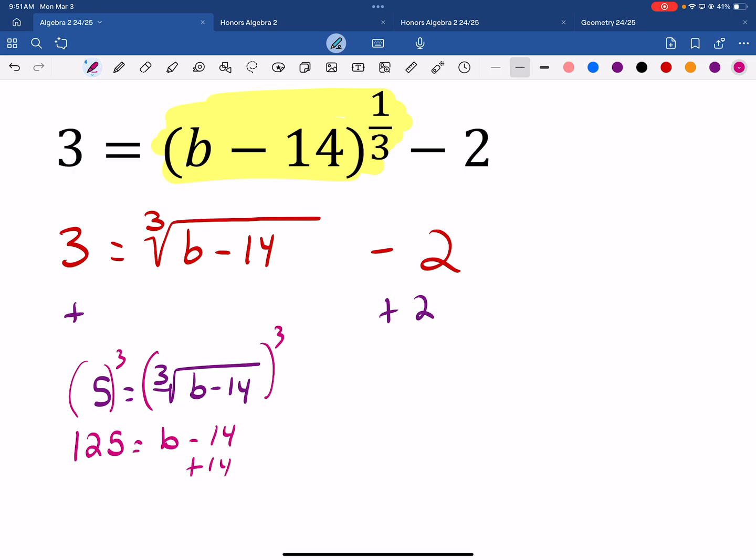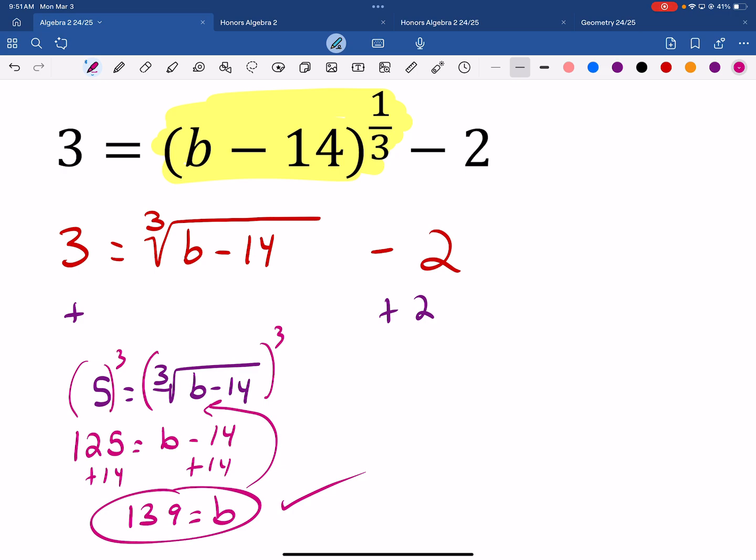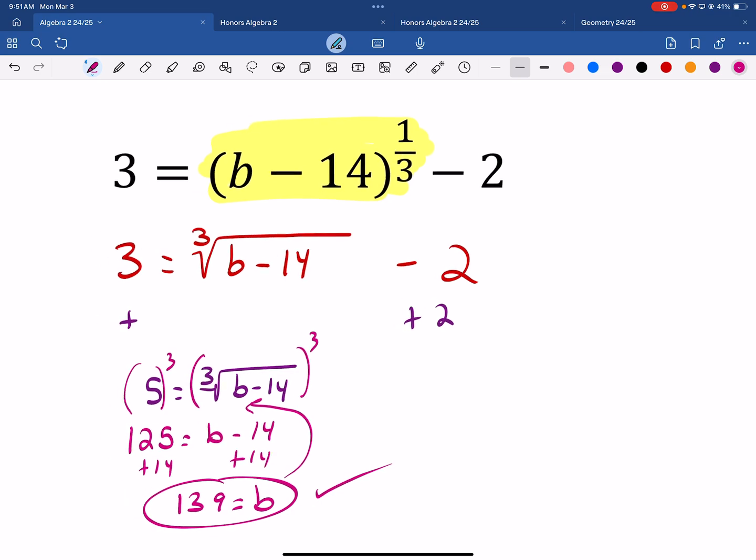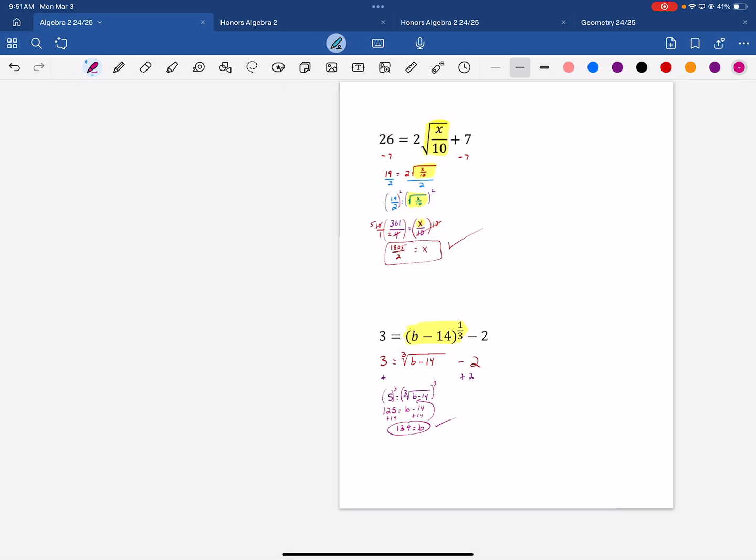Add 14. 139 is equal to b. 139 minus 14 is 125. Cubed root of 125 is 5. 5 minus 2 is 3. It checks out. It works. Okay. Questions with that one?